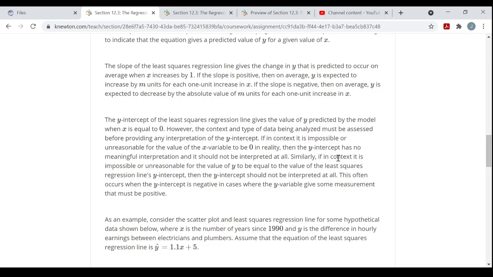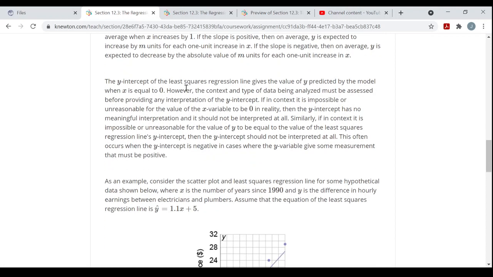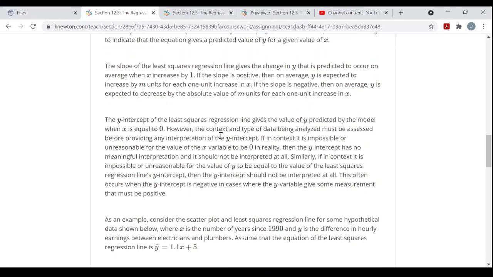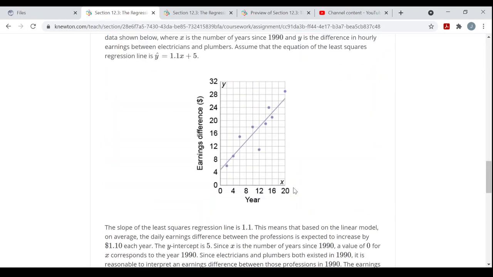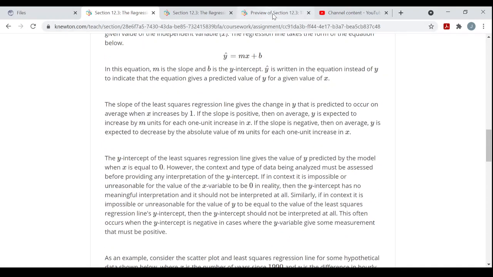Similarly, if in the context it is impossible or unreasonable for the value of y to be equal to the value of the least squares regression line's y-intercept, say it ends up negative when you can only talk about positive values or something, then the y-intercept should not be interpreted. We'll talk about examples like this when I get into my problems. They have examples that you can read on your own. I'm going to let you read those. Let's just get to a problem.